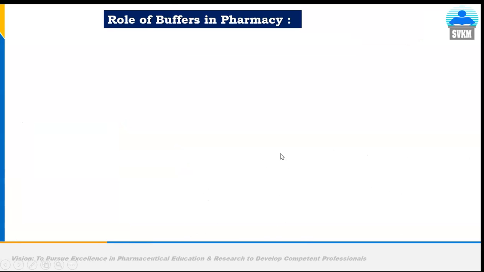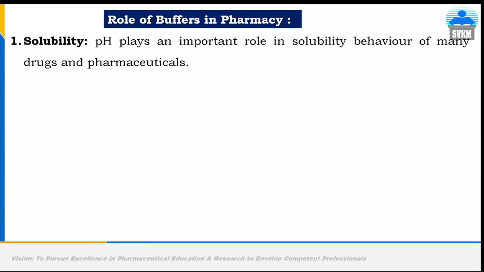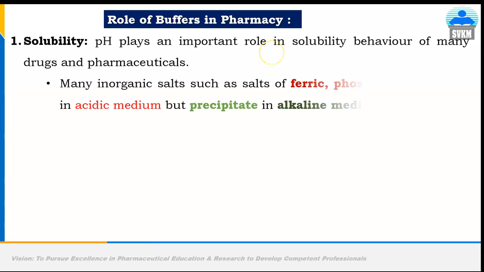Then role of buffers in pharmacy. What is the application? What is the role of buffers in pharmacy? First one, solubility. pH plays an important role in the solubility behavior of many drugs and pharmaceuticals in the API system, the active pharmaceutical ingredient. Many inorganic salts such as ferric phosphate are soluble in acidic medium but precipitate in alkaline medium.